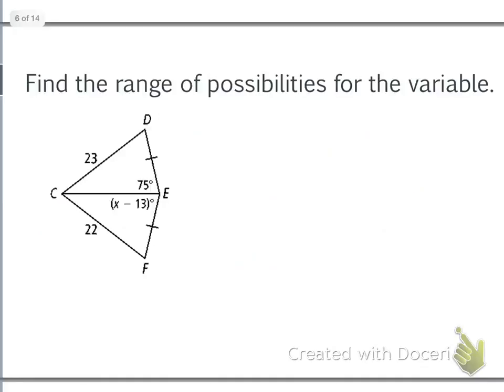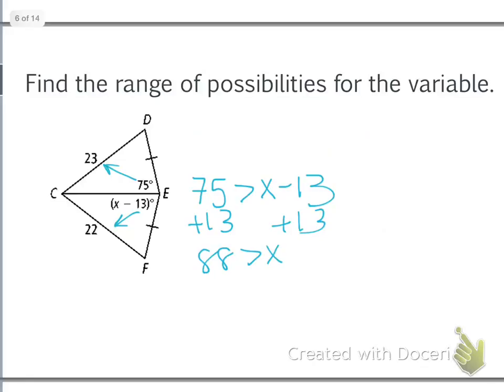Find the range of possibilities for the variable. Okay, so this one, remember, big angle sits across from the bigger side. So if I look, 23 is bigger, which means this angle 75 should be bigger than the angle x minus 13. So if I solve this, we're going to add 13 to get 88. Anything less than 88, and it's going to have to be bigger than 13, because 13 minus 13 would give me an angle of 0, which would work if I plugged it in.